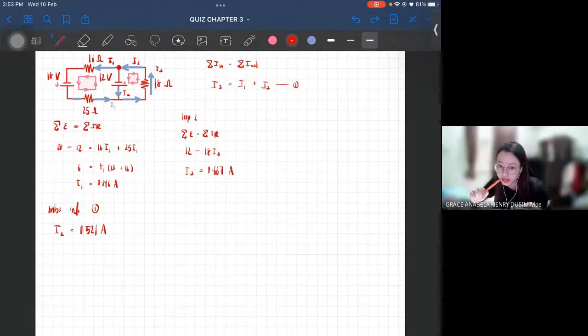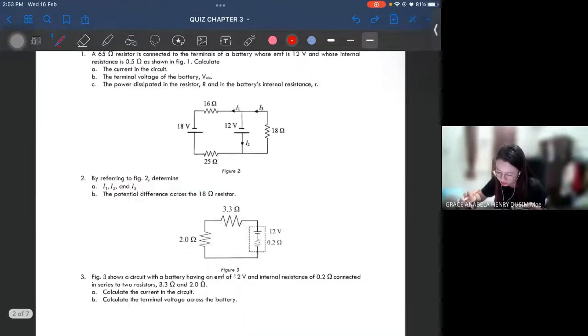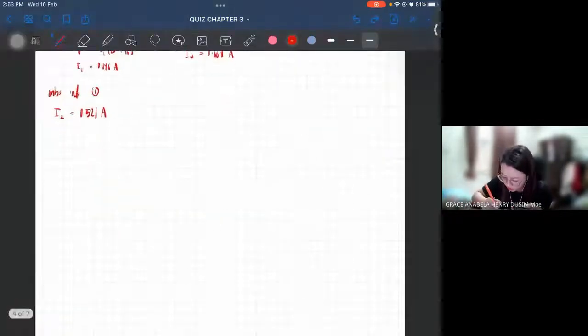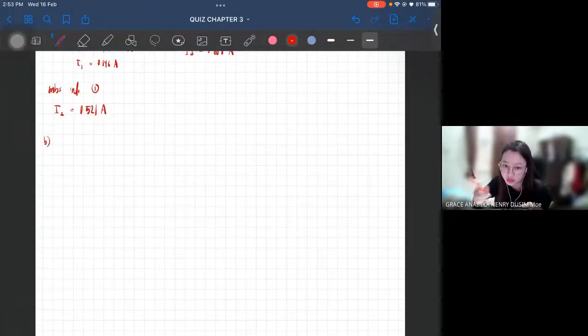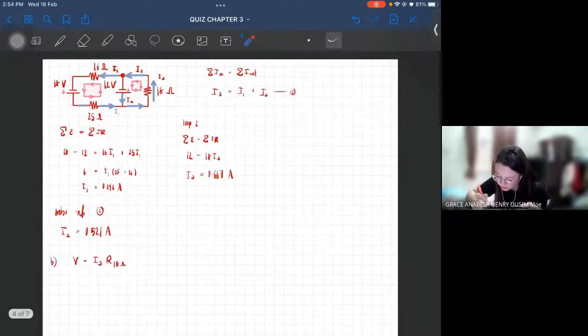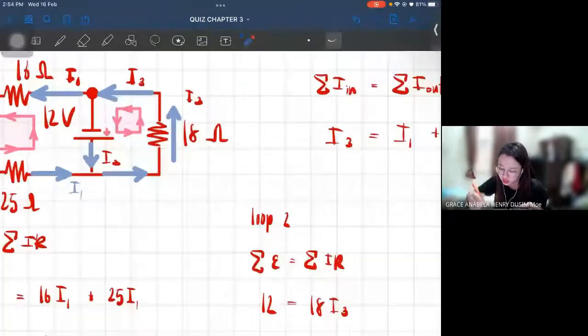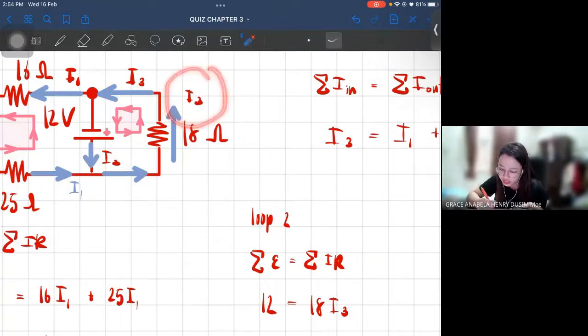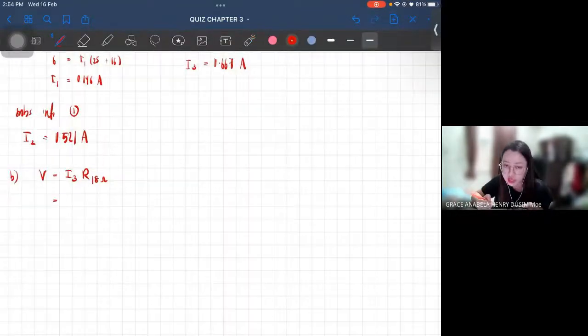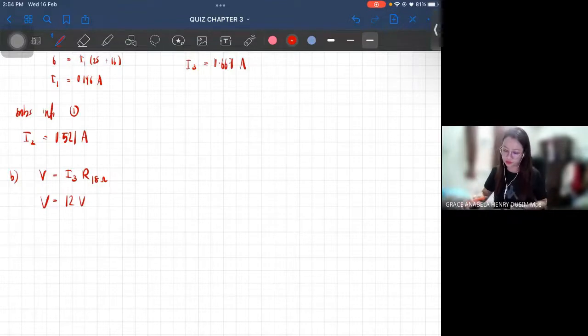Boleh continue? Boleh, Miss. Okay. Now, question B, dia minta potential difference across the 18 ohm resistor. So kita boleh just directly apply Ohm's law lah. V is equal to I3 R, yang 18 ohm. Why I3? Because the current flowing through this 18 ohm resistor is I3 lah. That's why kita guna I3 instead of any other I di sini, sebab current number 3 yang flow through this 18 ohm resistor. So kamu just darab, so directly dapat the value of 12 volt lah. Boleh kah? Boleh, Miss.